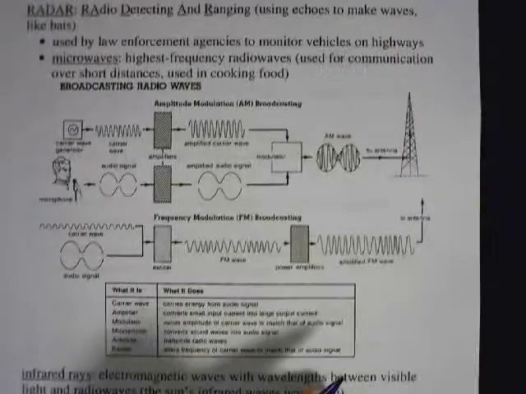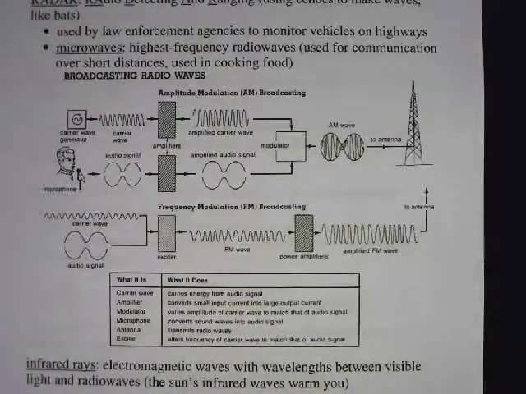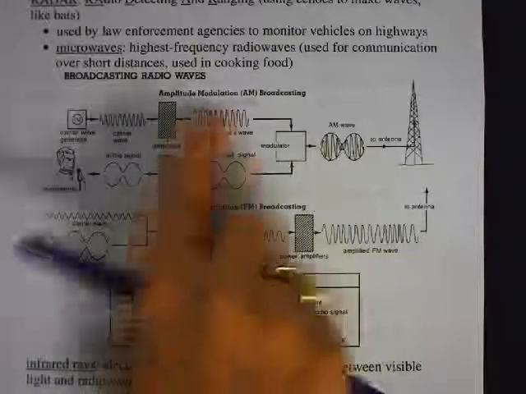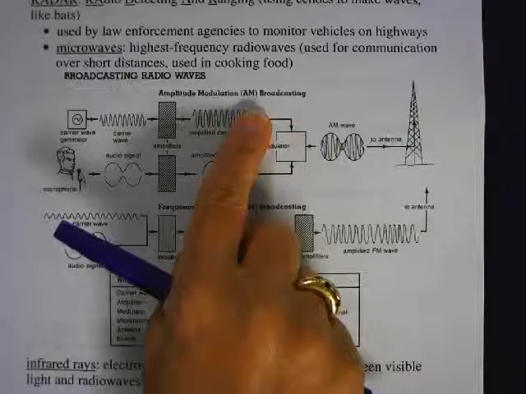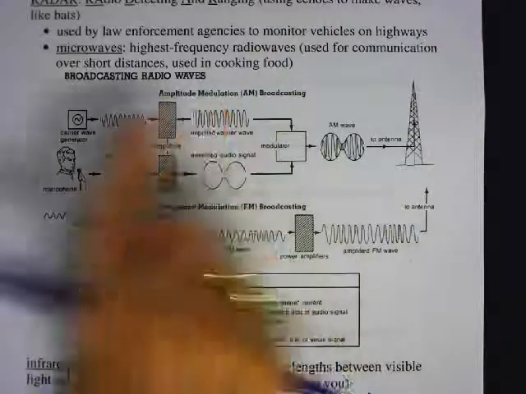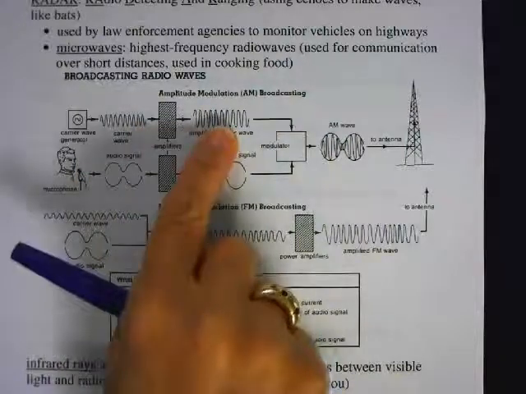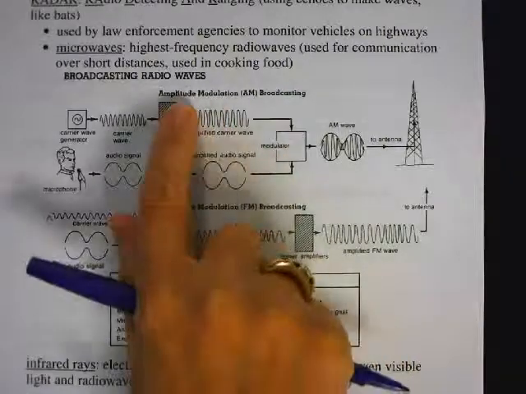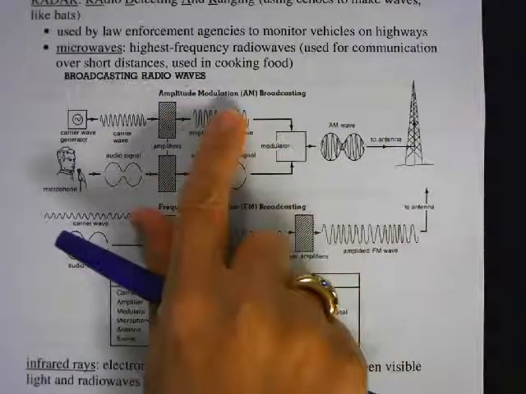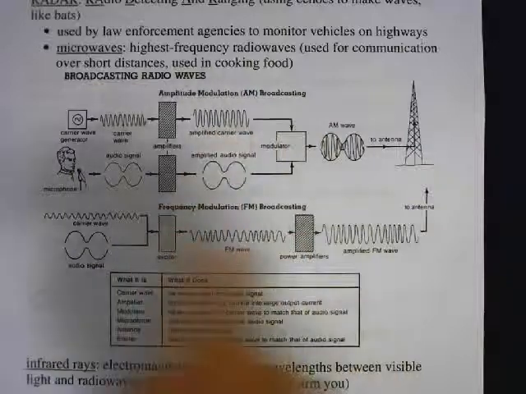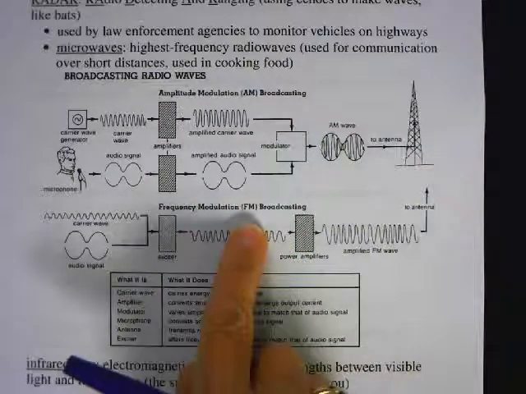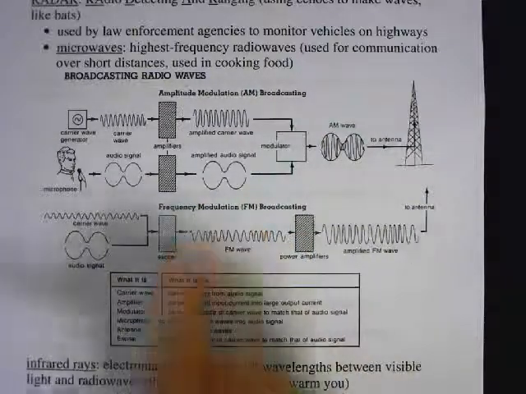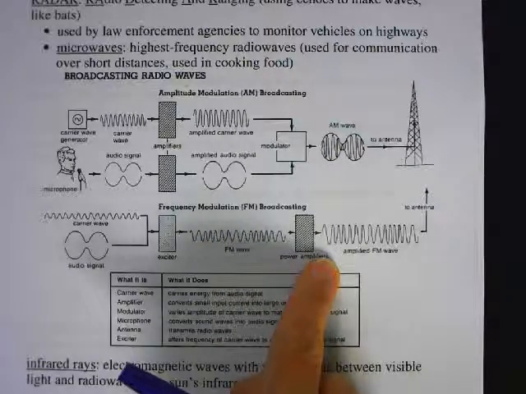Now, when we talk about radio waves, there are two different types of radio waves that are used in broadcasting. There's AM radio waves, and AM is also an acronym. AM stands for amplitude modulation. So we know the amplitude is the high or low part of a wave, right? So here, the amplitude is changing. FM stands for frequency modulation. So that means the frequency of the waves is changing.